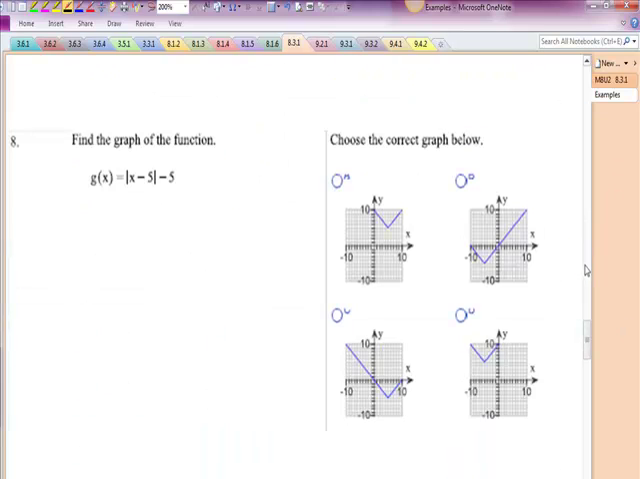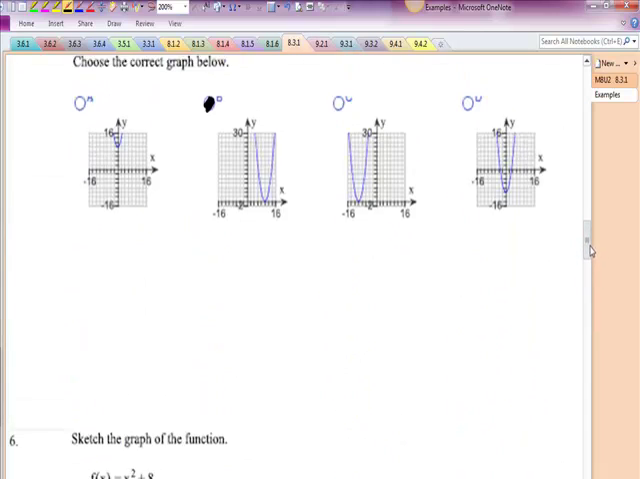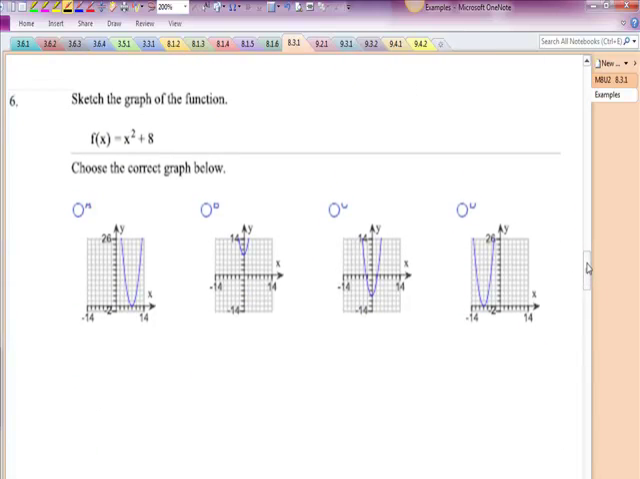All right. Am I on 7? Nope. I am on 6. All right. This one is a squaring function, so it's still the U shape. And it has a +8, but this is happening outside of the squaring. So this is going to shift up 8. So when it's outside of the squaring, outside of the absolute value, outside of the square root, it shifts it up or down. So a U shape, up 8, and that will be choice B.